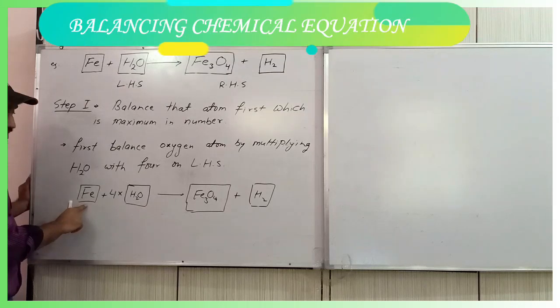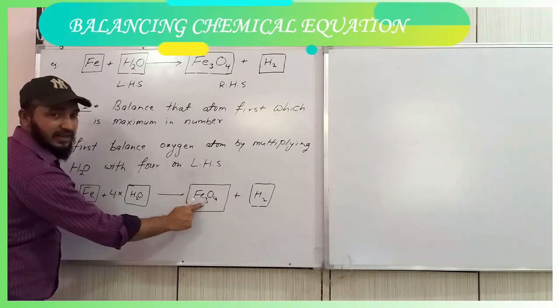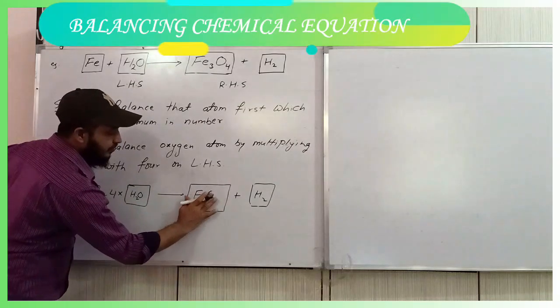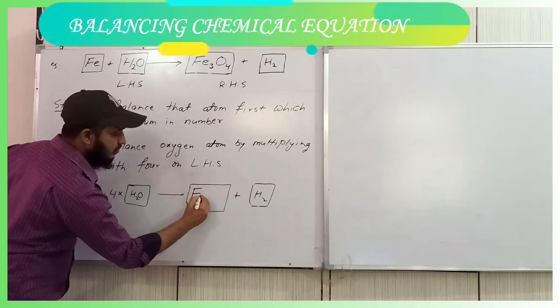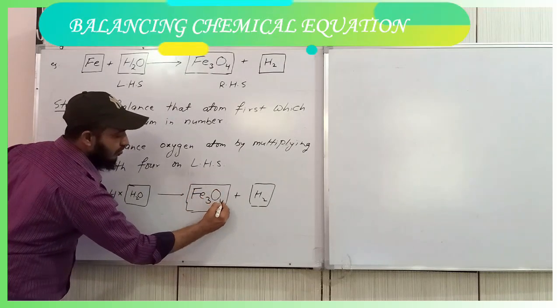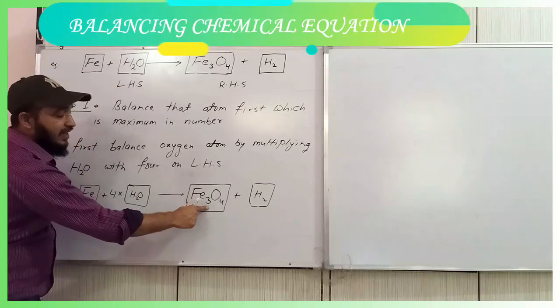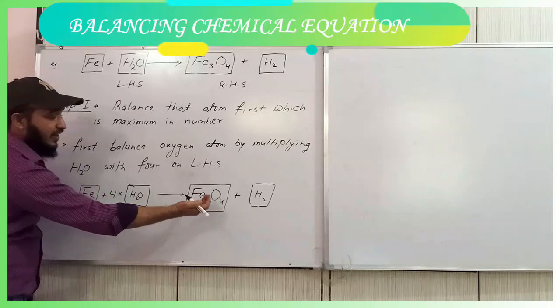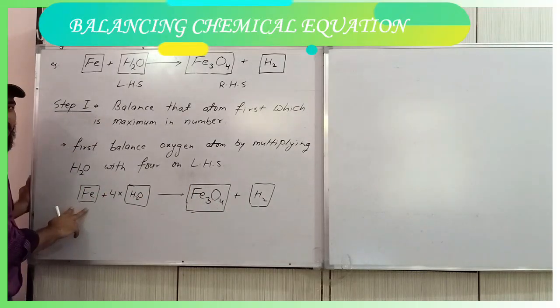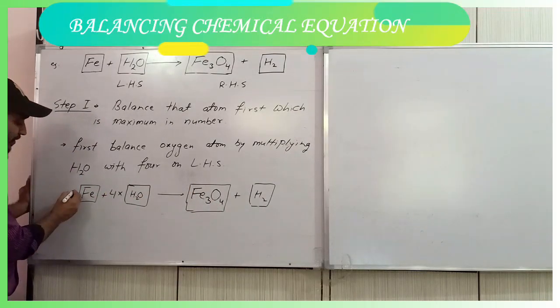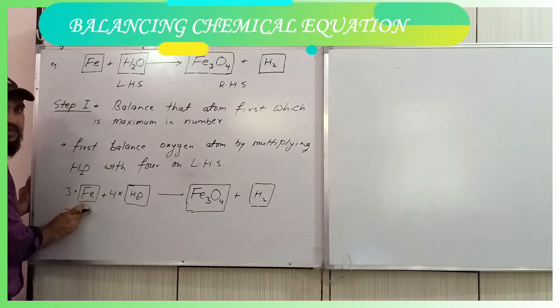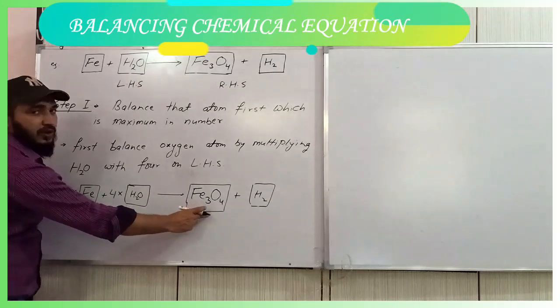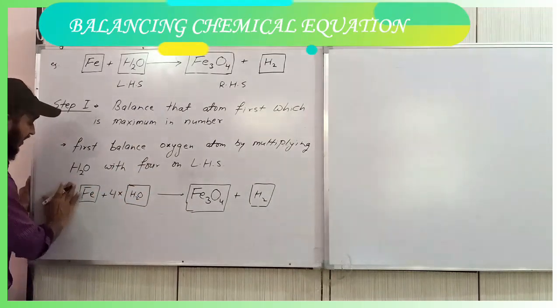So count how many iron atoms here on left hand side. Total how many atoms? 1. This side how many? 3. I write it clearly. Okay, now you can see clearly 3 Fe atoms on right hand side. Now we have to balance it on left hand side. So how do we do it? We have to multiply this with 3. If you multiply this with 3, then here total how many atoms of iron? 3. Here also 3. So iron is also balanced. So we write it in this way.